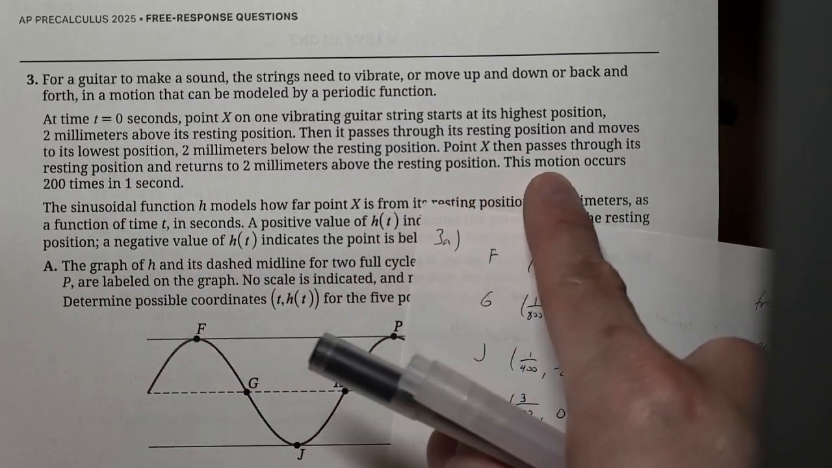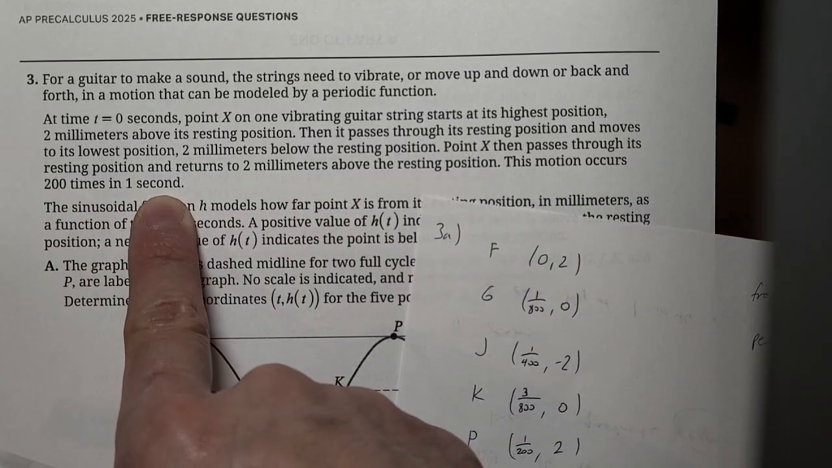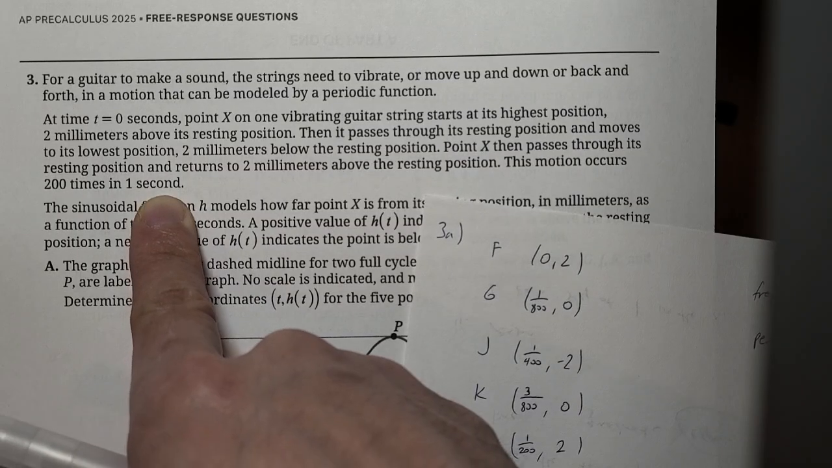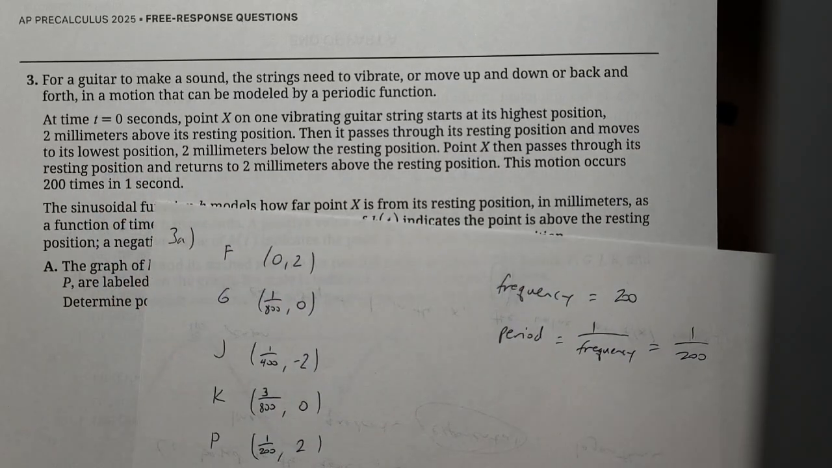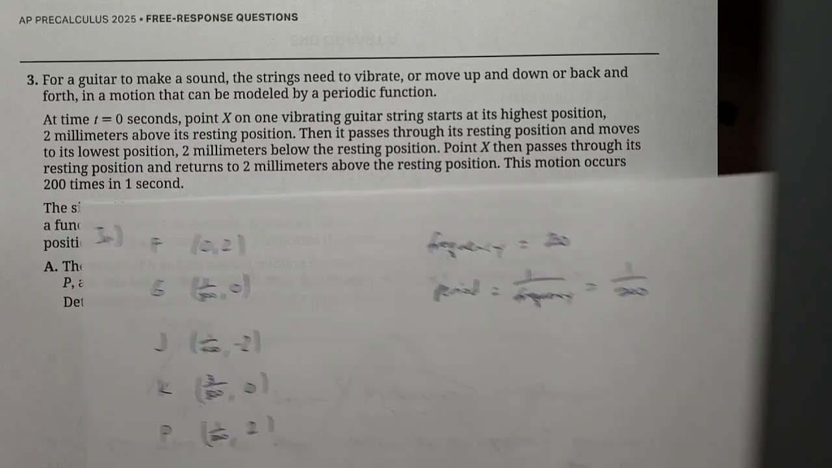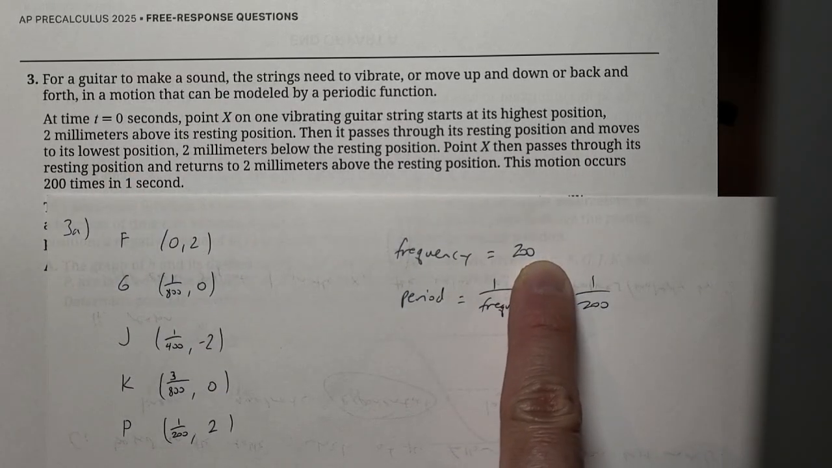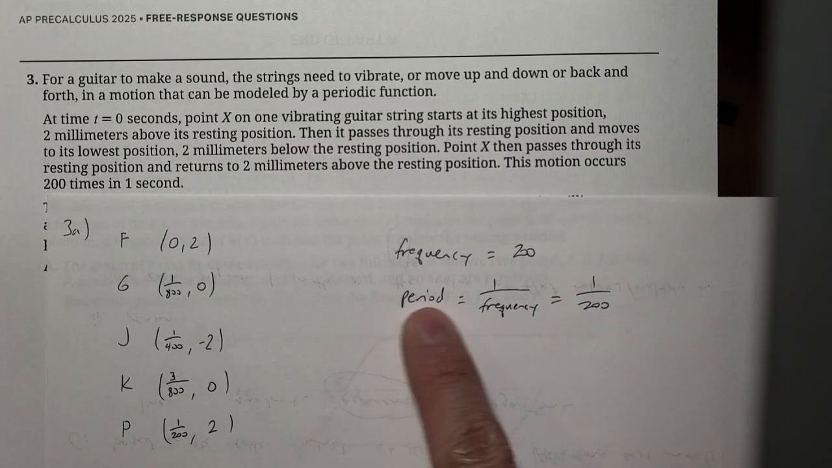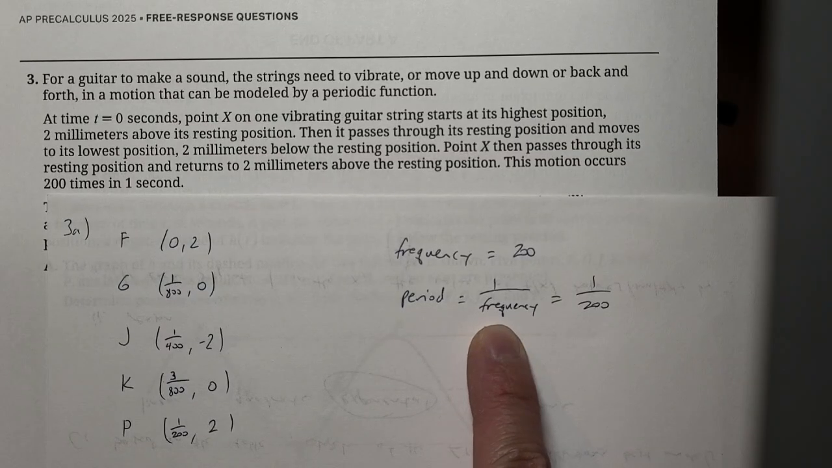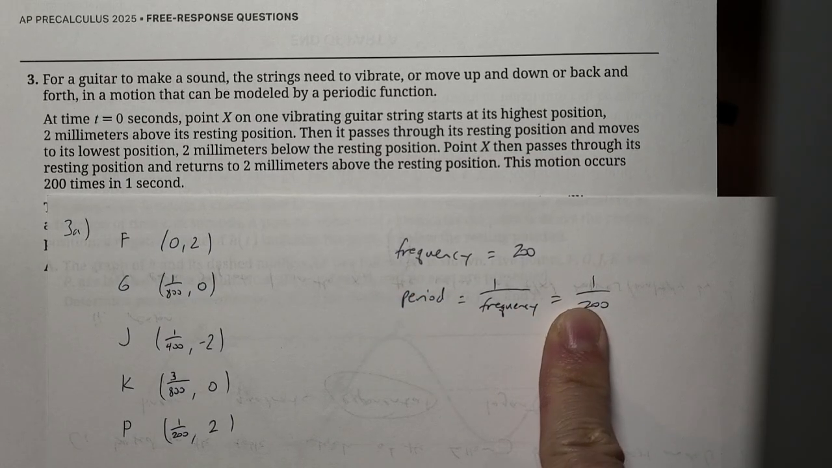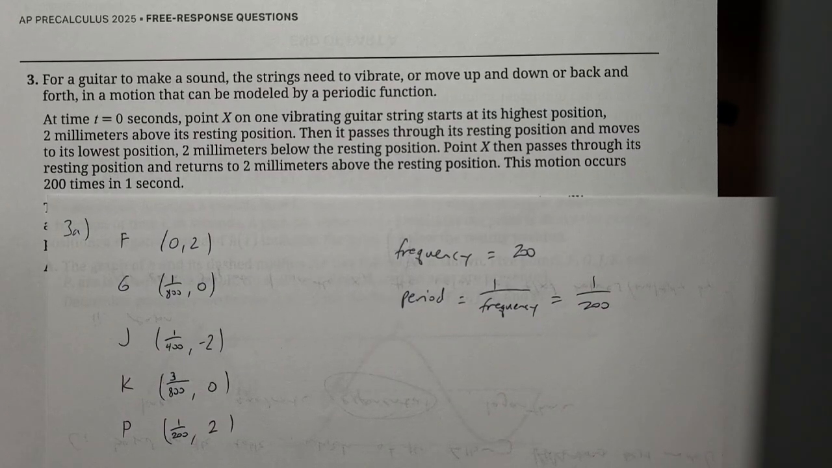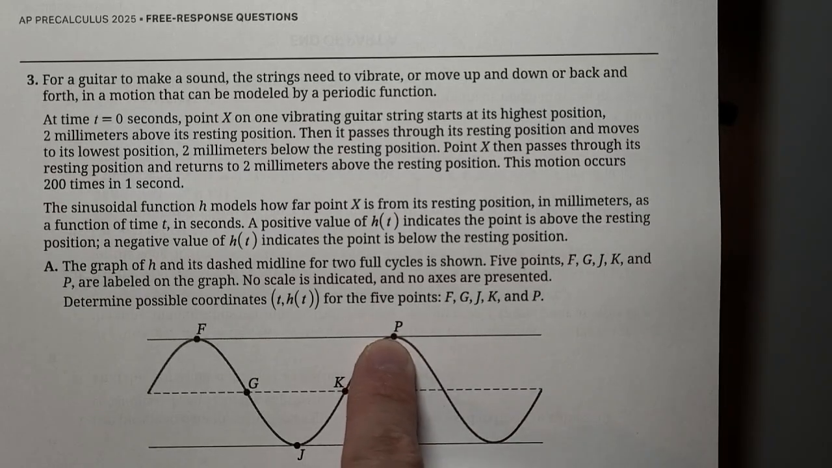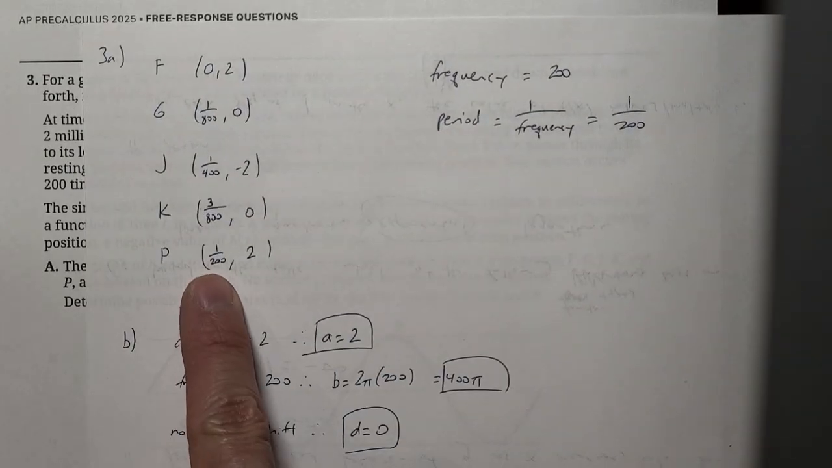Now how do we get the other ones? Well, we have to use this information here. This motion occurs 200 times in 1 second. That is the frequency of this sinusoidal function. What is frequency? It's like cycles per second. 200 times per second, same thing. So frequency is 200, and frequency is related to period. They're inverses. Period is 1 over the frequency. So the period is 1 over 200. Period is how long it takes for the function to repeat itself. So f repeats itself at p, so p is 1 period later: 1 over 200.